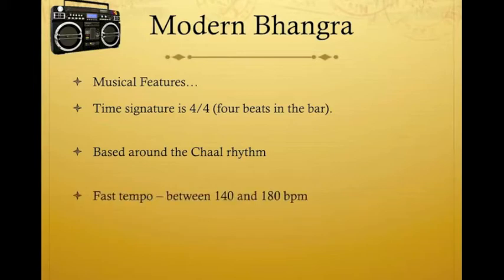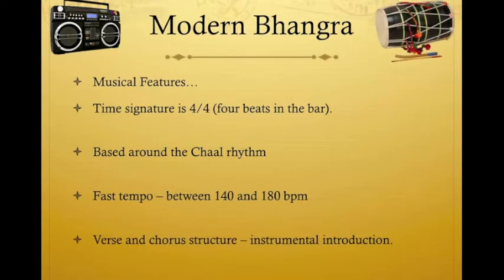It has a faster tempo. Remember, disco was 120 beats per minute. Bhangra is slightly faster, generally around 140 to 180 beats per minute. It would have a verse and chorus structure, so similar to music that we listen to in various different styles, it would have verses and it would have choruses that keep coming back.